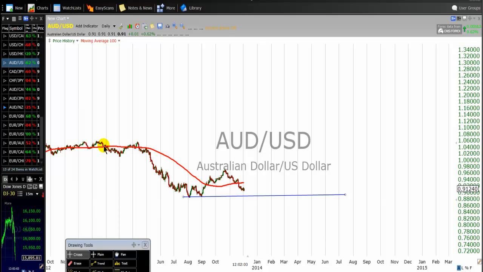So two things are very important as said so far: the maturity of the trend, okay, and the retesting of the moving average 100. This is the power of the moving average 100.